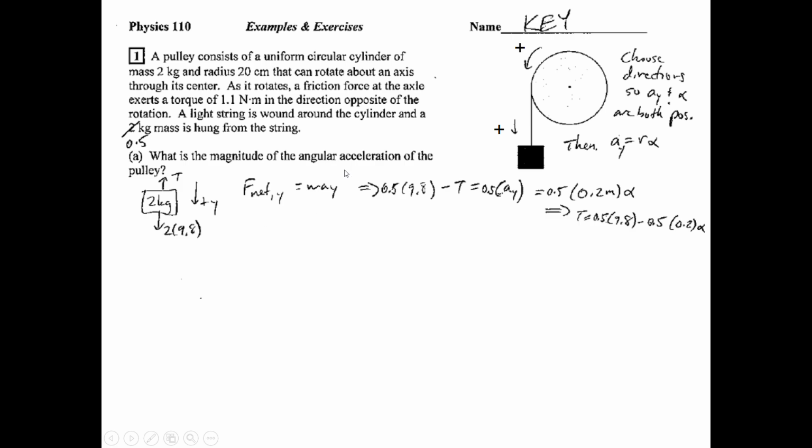If I do F net y equals may for that free body diagram, the weight comes in with a plus sign, the T comes in with a minus sign, and the mass is a 1/2 kilogram times the unknown ay. And notice that I would like to solve for ay because it's related to alpha, which we're asked about, but I don't know T yet.